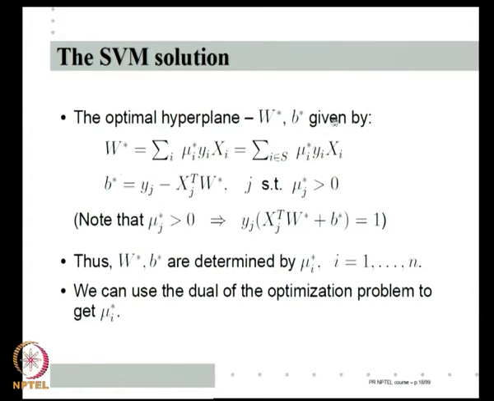Okay. So, once I have all the mu i stars, I can calculate W star, and I can calculate b star. I can take any j such that mu j star is greater than 0 and b star will be this. Theoretically, no matter which j you take, you should get the same value of b star. Okay. So, thus W star and b star are determined by your mu i stars, your Lagrange multipliers. So, if I can get the optimal Lagrange multipliers for this problem, I am done, and because I essentially want to get Lagrange multipliers, one way of getting the optimal hyperplane is to find mu i star by solving the dual of the optimization problem.